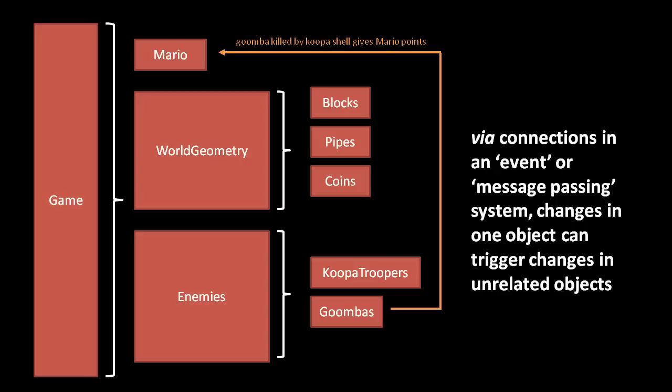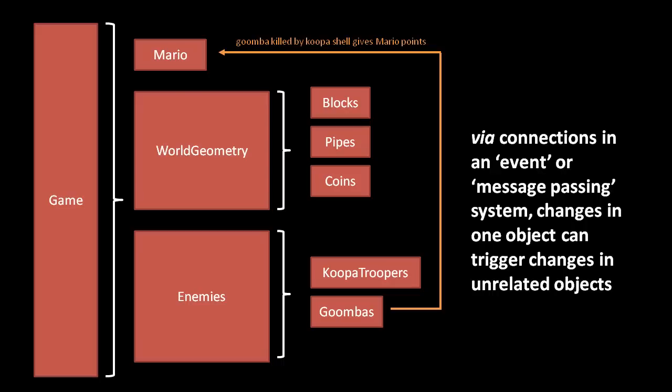The general solution is what's called an event or message passing system. With such a system in place, the Goomba object, upon the Goomba's death, can broadcast a message notifying any object that cares about the death. By this mechanism, a Goomba's death can trigger Mario getting points. As we go through examples of actual games, we'll see these state modeling and event system approaches in action.